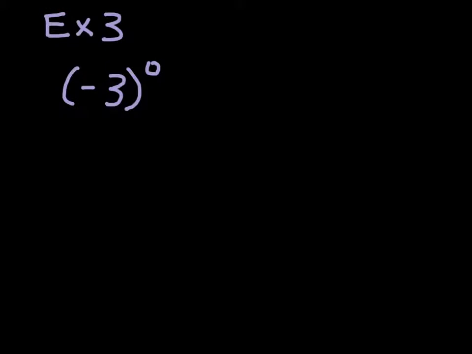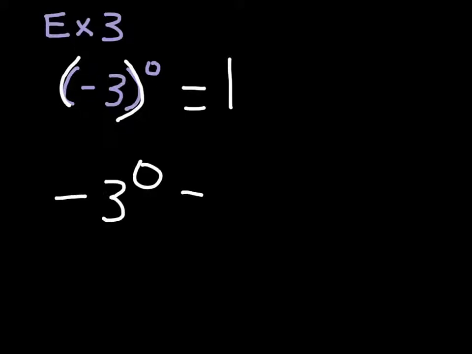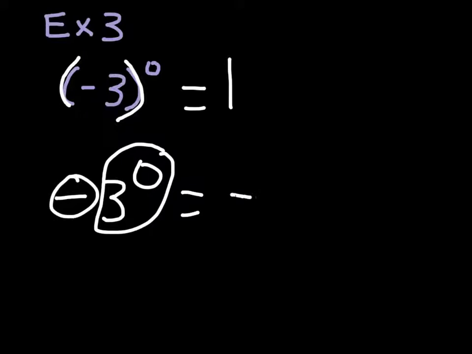Alright, in example 3, what's being taken to the 0 power? Is 3 being taken to the 0 power and then take the opposite of it? Or is a negative 3 being taken to the 0 power? The answer you should have had is, since this is in parentheses, the negative 3 is being taken to the 0 power. That whole value is being taken to the 0 power, so it's 1. Now if I had the opposite of 3 to the 0 power, I would take 3 to the 0 power, which is 1, then take the opposite of 1, and in this case I'd get a negative 1.